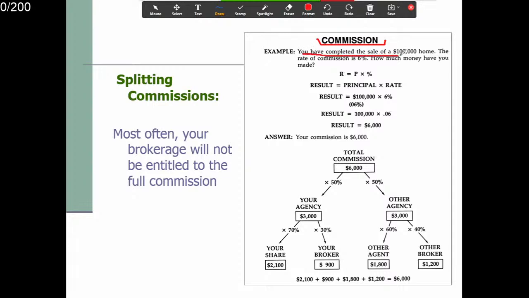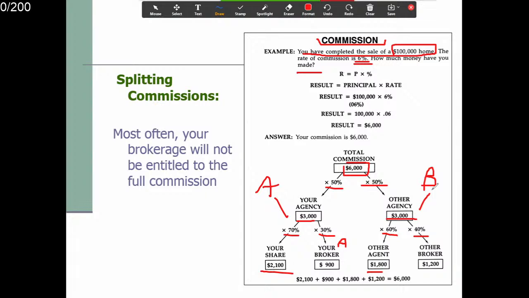So you have completed the sale of a $100,000 home. 你卖的房子是10万块。The rate of commission is 6%. 总共的佣金是6%。How much money have you made? Well, it depends on which company you work for. This is company A, this is company B. Total commission is 6,000 only. Typically they split 50-50, so it becomes 3,000 and 3,000. That's what the company gets. But if you're in company A, the company takes 30% and they only give you 70%. So you get 2,100. Company B, broker takes 40%, they only give you 60%, so you only get 1,800.